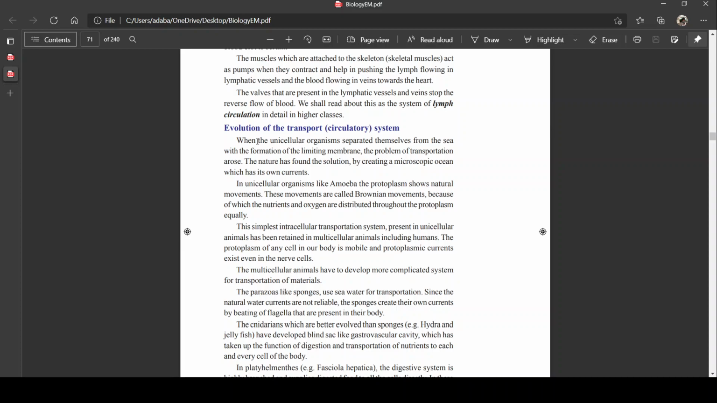So the problem arose. What is the problem? The problem of transportation. So nature has found the solution for the problem of transportation. What is the solution? By creating a microscopic ocean which has its own currents.